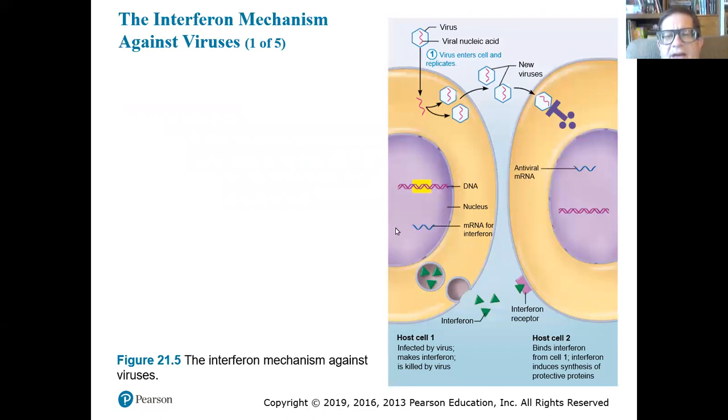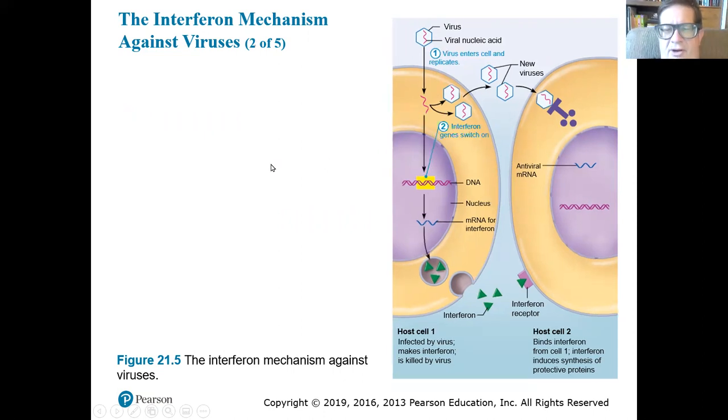Anyway, so here we have an infected cell. We have it getting infected. That's what you see at 1 right here. That's a virus injecting its nucleic acid core. The idea being that the cell will then copy and make new virions and release them to infect the next cell. That's what it should go, but we're going to show the power of the interferon.